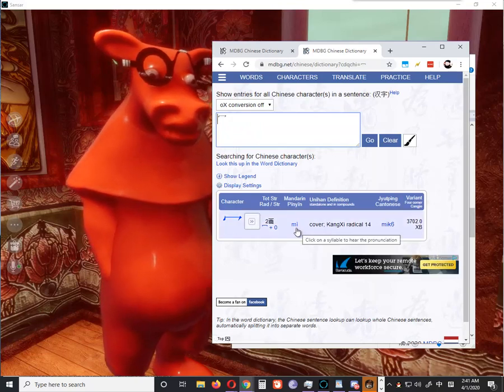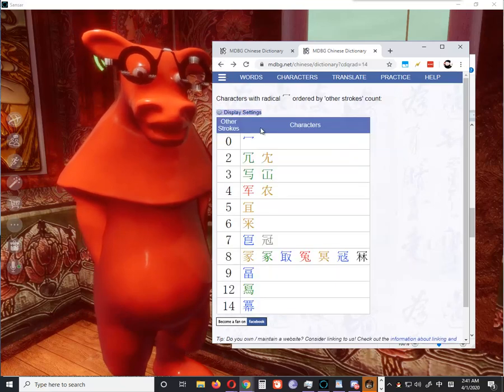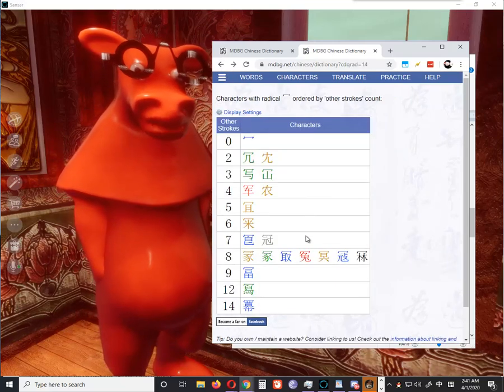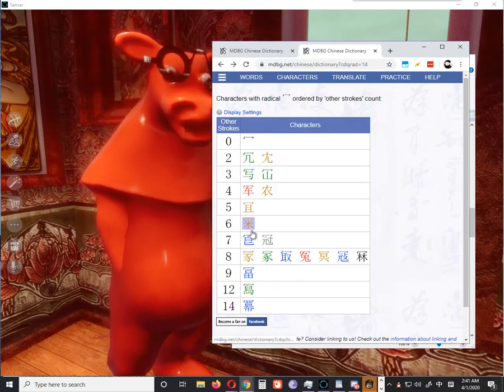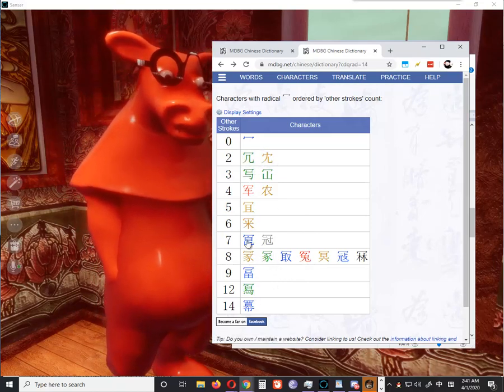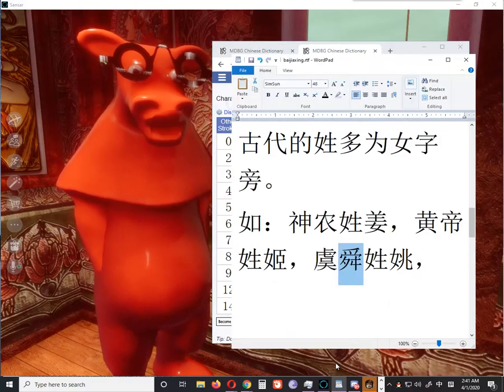This is me, 4th tone, me. And it means a covering, right? A cover. And you know what? It's not there. It's not there either. Shun is not there. Okay, what am I going to do now?